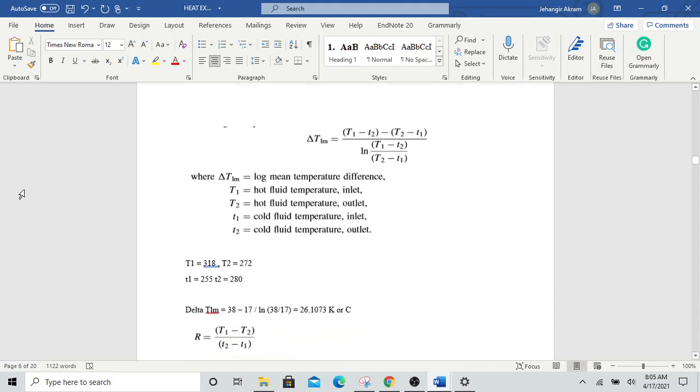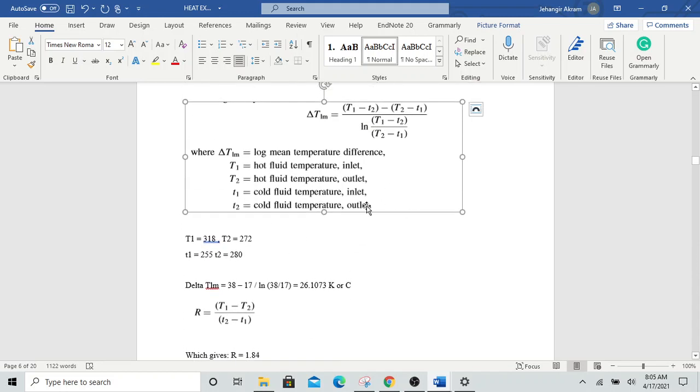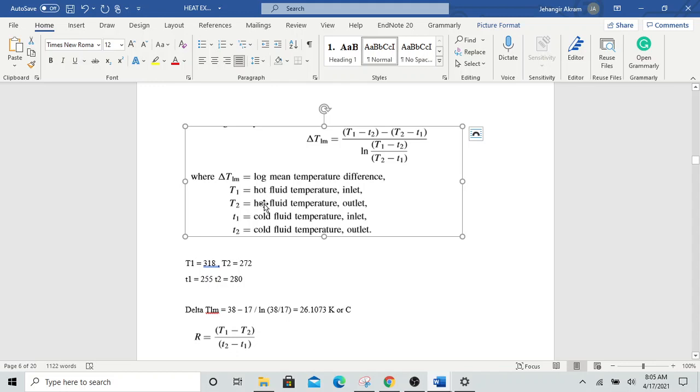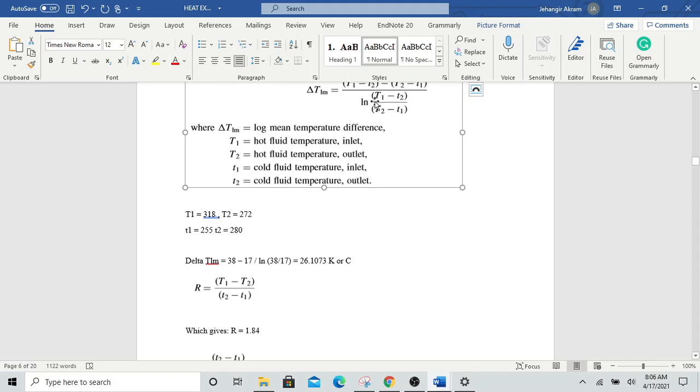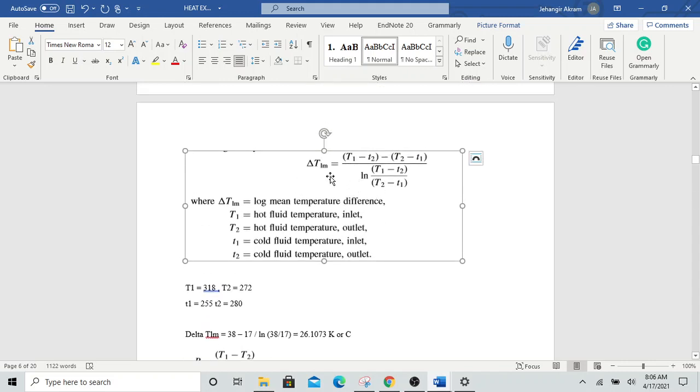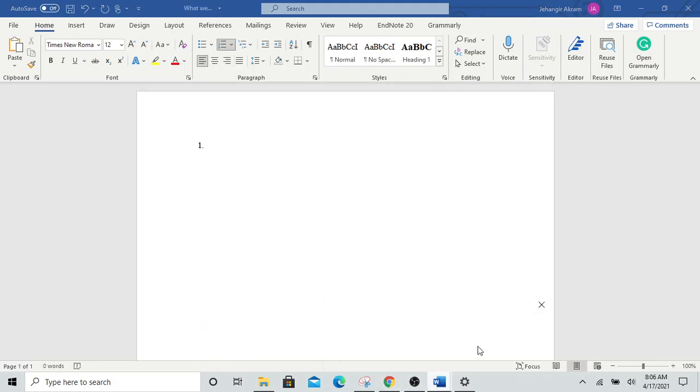Sangel. Okay, so these are our temperature conditions: hot fluid inlet, hot fluid outlet. Hot fluid can either be on tube side or shell side, then cold fluid inlet, cold fluid outlet. By using those values, we will determine log mean temperature difference. It's our first step.